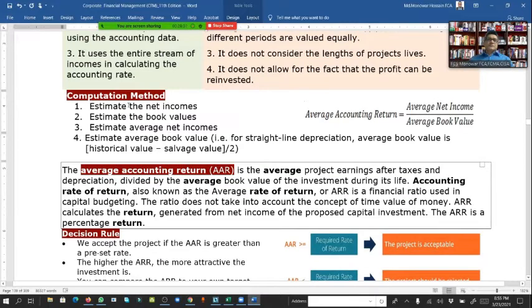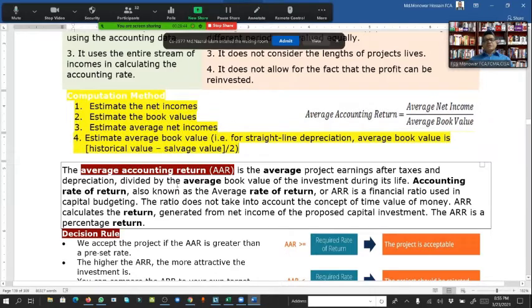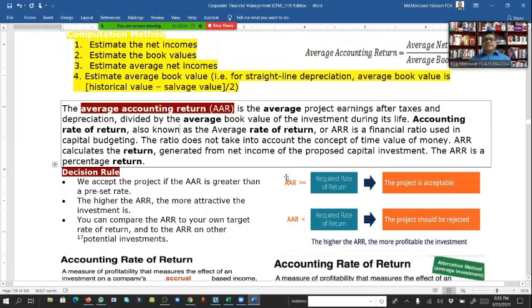So computation method, we know that first we have to estimate net income and estimate the book value, average net income, then we do it that way. Sometimes it's also called average rate of return. So average rate of return is the average project earning after tax and depreciation divided by the average book value of the investment during its life. Accounting rate of return, also known as the average rate of return. So we can say that ARR is also called the accounting rate of return, as well as average rate of return.